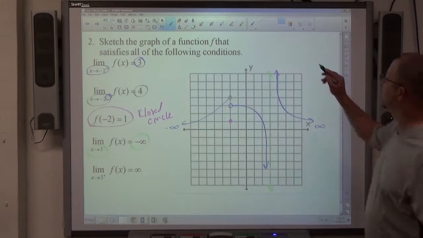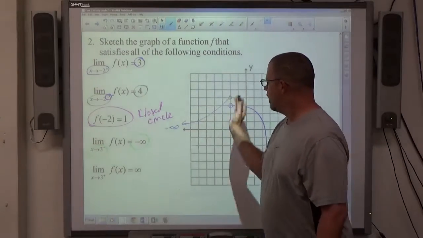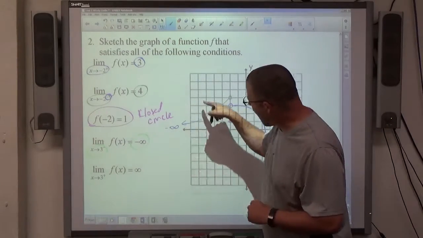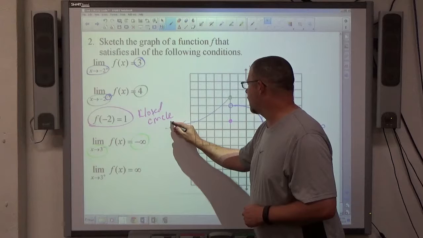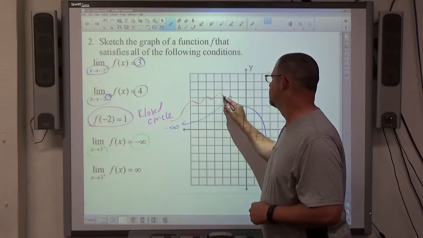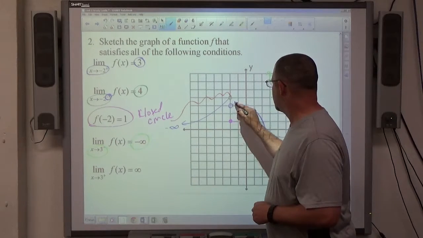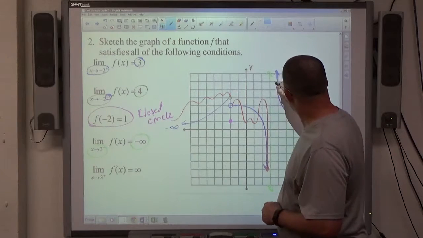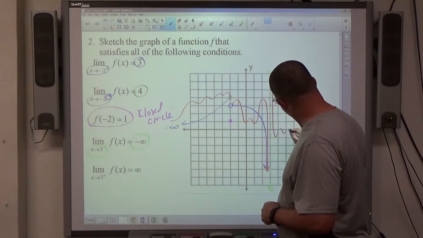It doesn't have to look exactly like that. Whatever it's doing in the spots where it doesn't say anything about a limit, you can be creative, just don't go backwards. So if I'm going here, I could do something like this, and maybe I can do this here, and maybe something weird like this here.